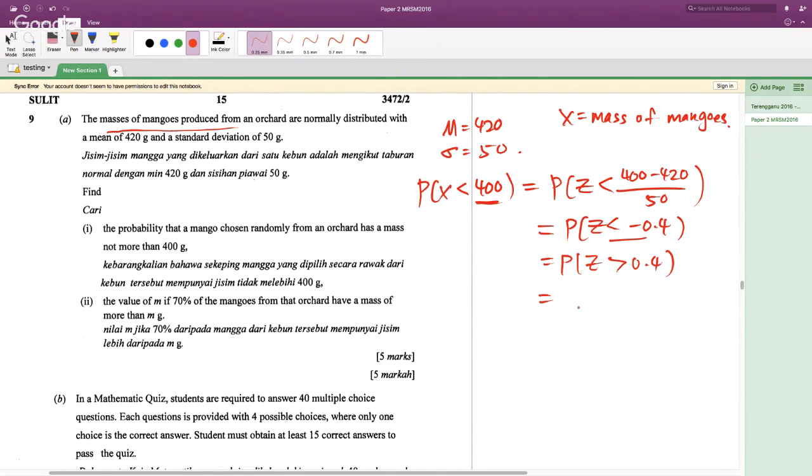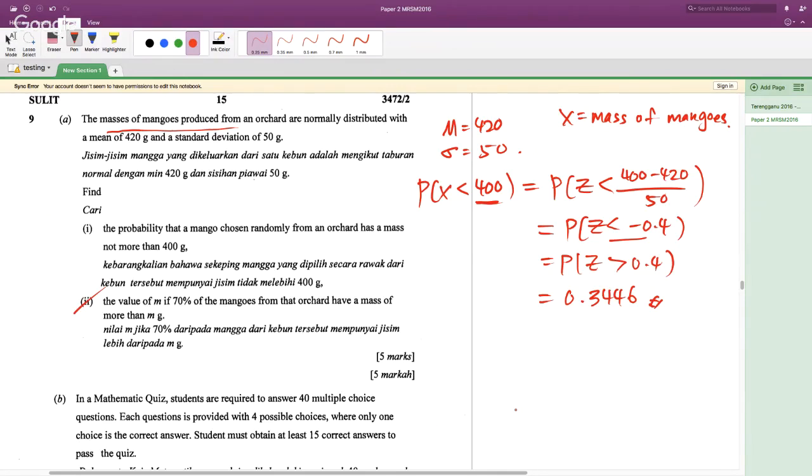Then you just find your table, 0.4. Then you should be able to get the correct one. So for 0.4, the probability should be 0.3446. All right, just like that. Then the next one, part 2.